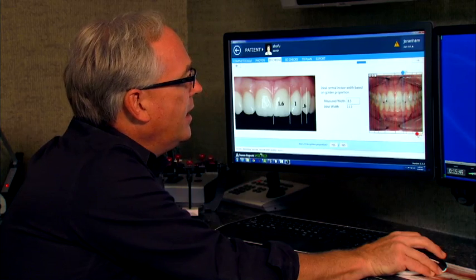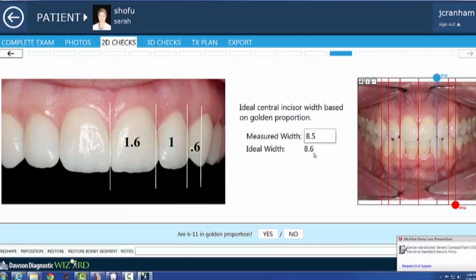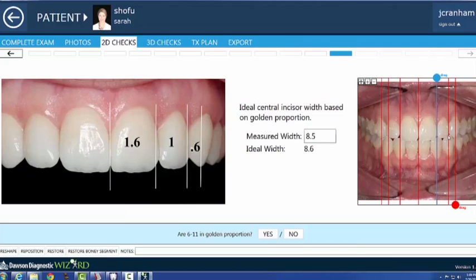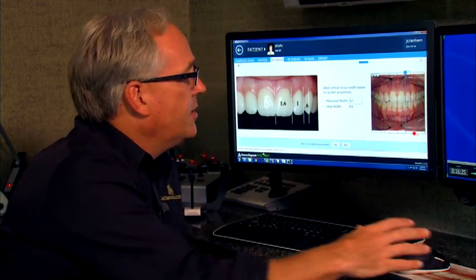Now, proportionally, we can take our red lines in and put them on the outer aspects of the canines, and it shows us what the proportion should be. Now, she's within 0.1 millimeters of the ideal width, and that's pretty darn good. As a general rule, you may remember that if you assign a value of 1 to the mesial-distal width of the lateral, as we're showing in our model here, the central should be 1.6 times the width of the lateral, and the mesial third of that canine should be 0.6. So with Sarah, the proportions of her teeth look really, really good.